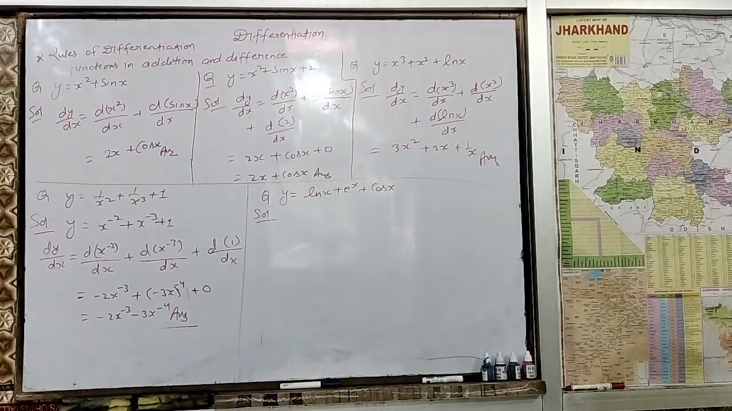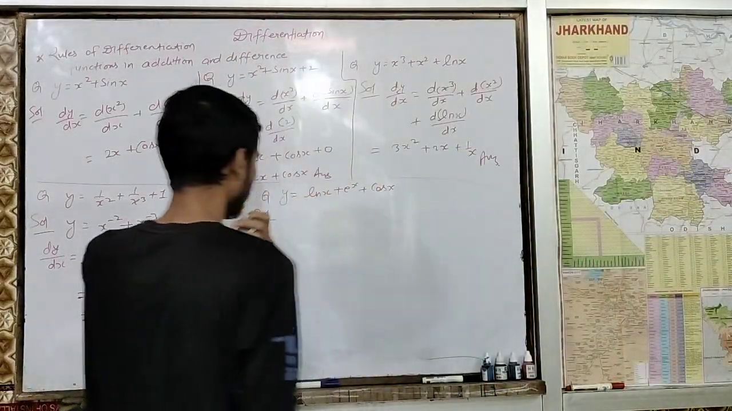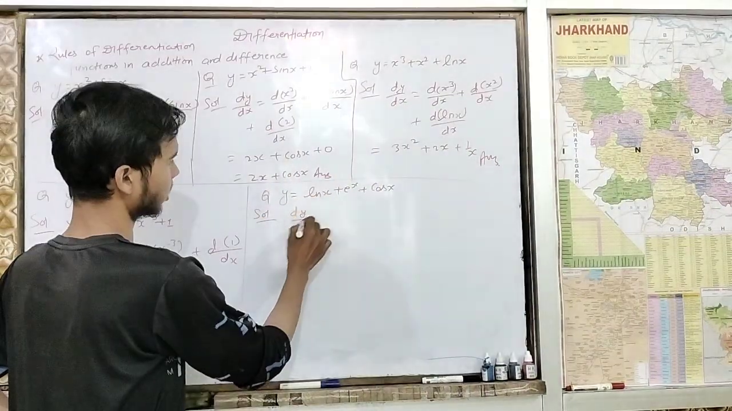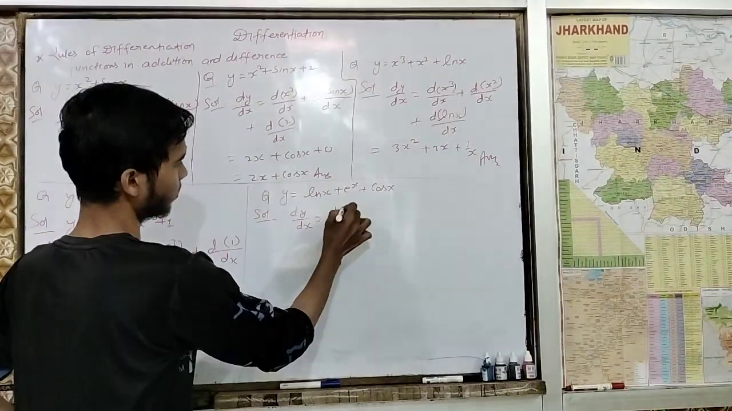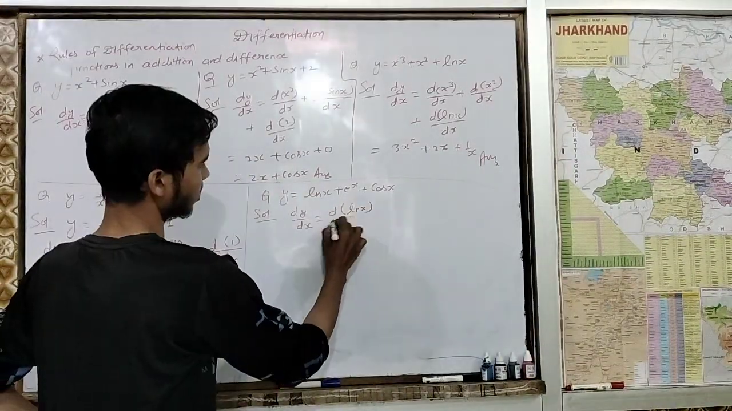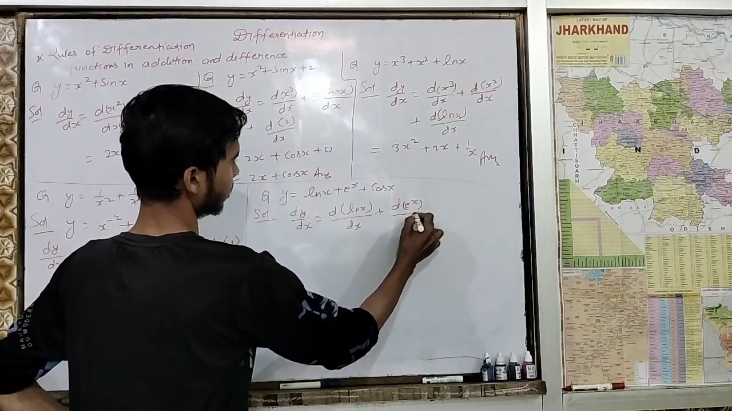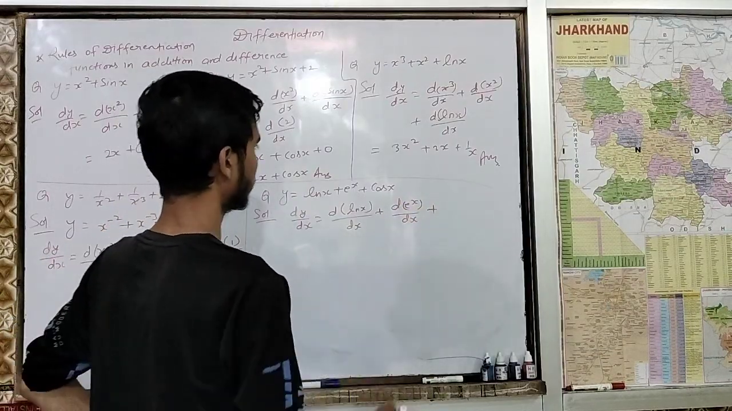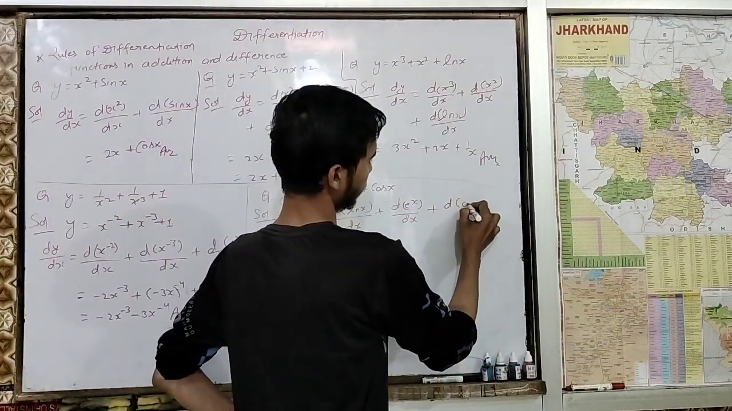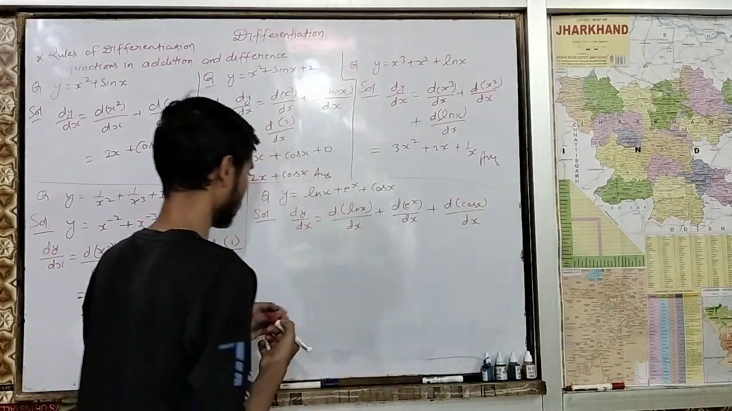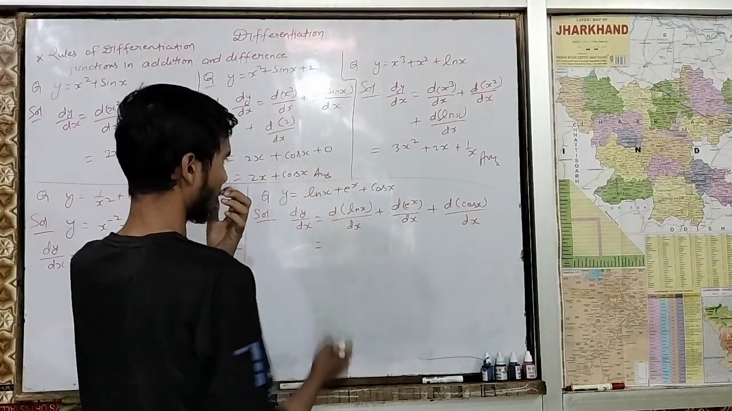This is ln x plus e^x plus cos x. Very simple question. Solve this, dy upon dx. Differentiation of ln x upon dx, then differentiation of e^x upon dx, then differentiation of cos x upon dx. Clear? Now look at over here.